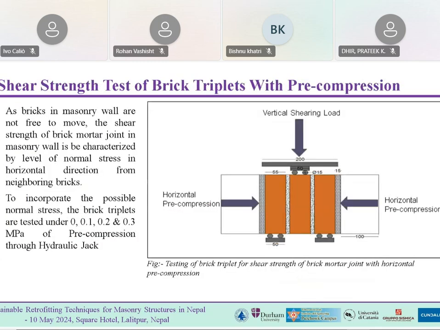And next one is for shear strength. Actually, when we use bricks in a wall, there is a certain kind of confinement from neighboring bricks. It is never free to move. So our idea is to apply some horizontal pressure. We have tested the shear strength of bricks with 0 horizontal force, and with 0.1, 0.2, and 0.3 MPa. We wanted to increase this horizontal pressure, but after 0.13, there was some crushing of bricks. So we stopped at 0.3 horizontal pressure.